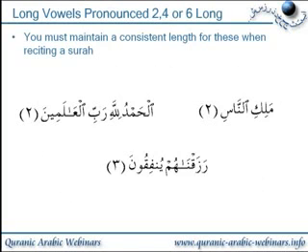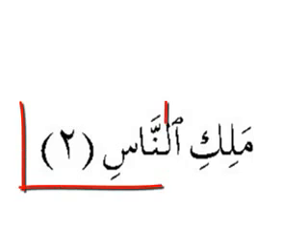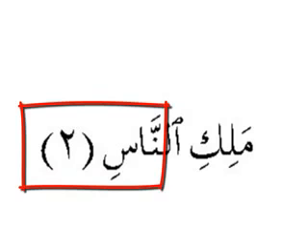Now the option to pronounce the long vowels 2, 4 or 6 long. Here we've got a few examples. First one is Malikin Nas. What's happened here? We've got the long vowel Noon, Fathah, Alif, and then we've got the Sin with the kasrah. At the end of the sentence, we pronounce the Sin as if it's sakin. So effectively we've got a long vowel with a sakin letter. So this can be 2, 4 or 6 long.